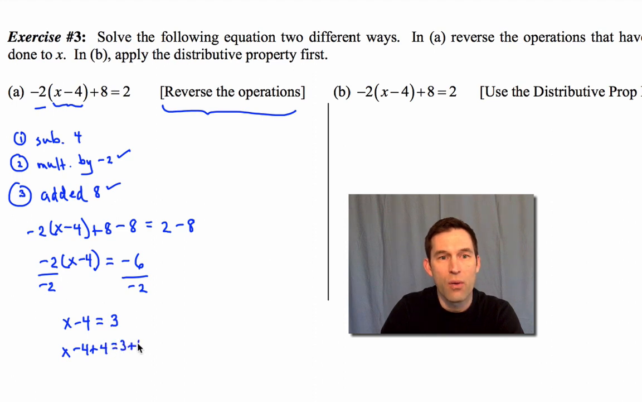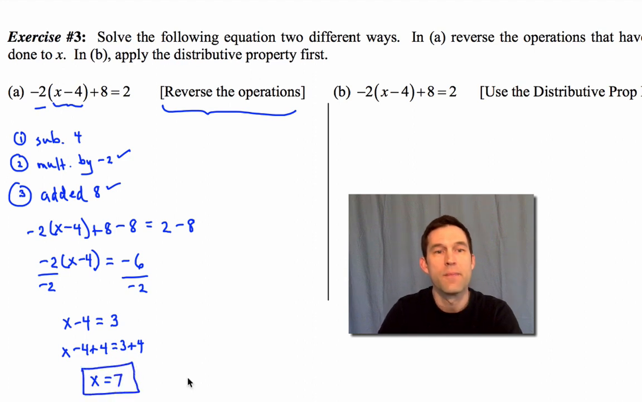Again, notice all we do is identify what's been done to x and the order in which it's been done, and then we reverse that process. It's really a nice way to look at it. But let's take a look at letter B.